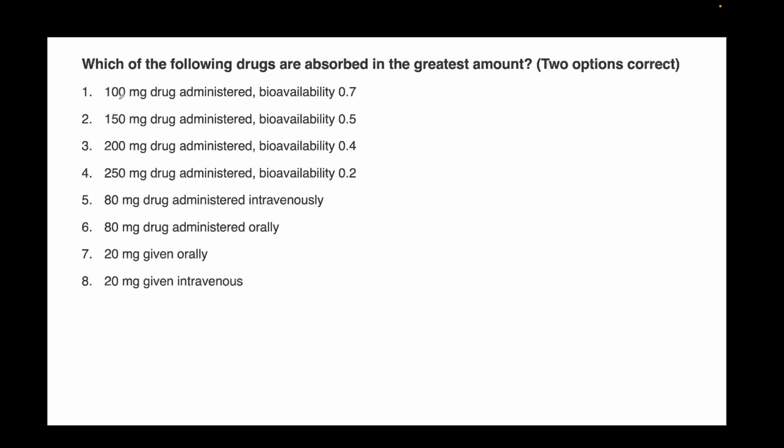Okay. So here 100 mg of drug is administered, but bioavailability is 0.7. So the amount of drug available actually here is 70 mg, right? And in this case, it's 15 into 0.5, basically 75. In this case, it is 80 mg. In this case, it is 50 mg. I'm basically multiplying the amount of drug administered into the bioavailability.